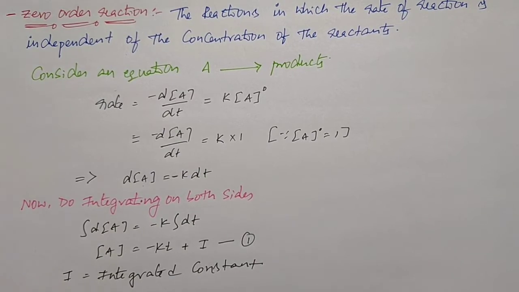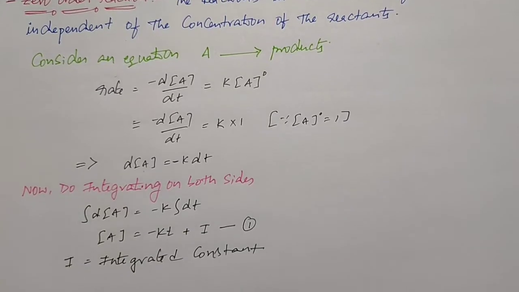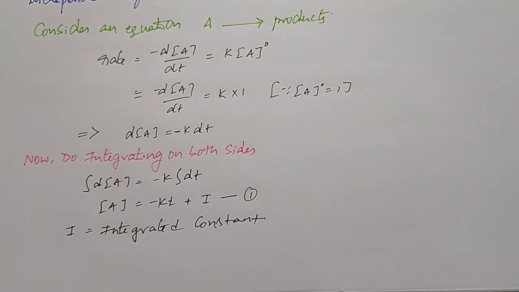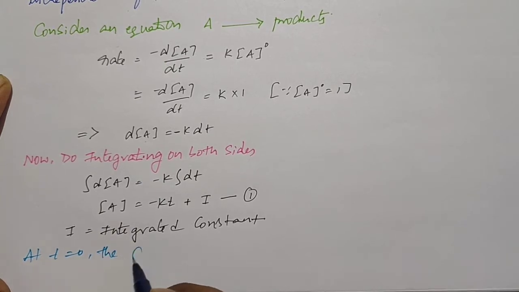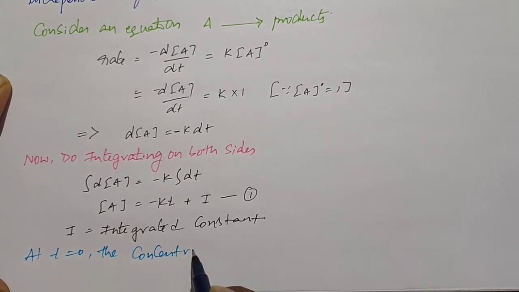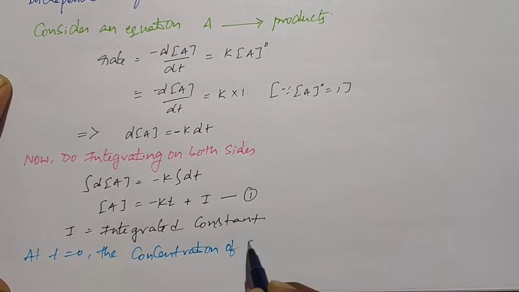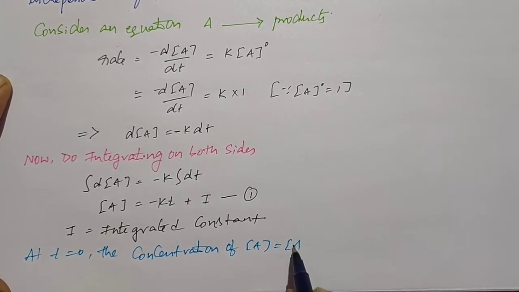Now you know very well, at time t is equal to 0, the reaction has not started. In that situation, the concentration of A must be equal to A0, meaning without loss of any concentration of reactant A. So at time t is equal to 0, the concentration of A is equal to A0.